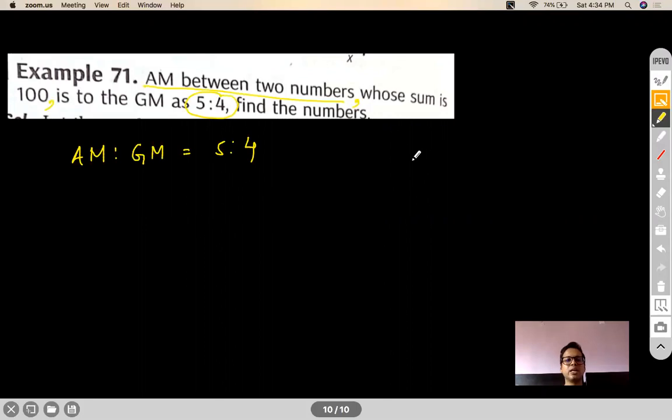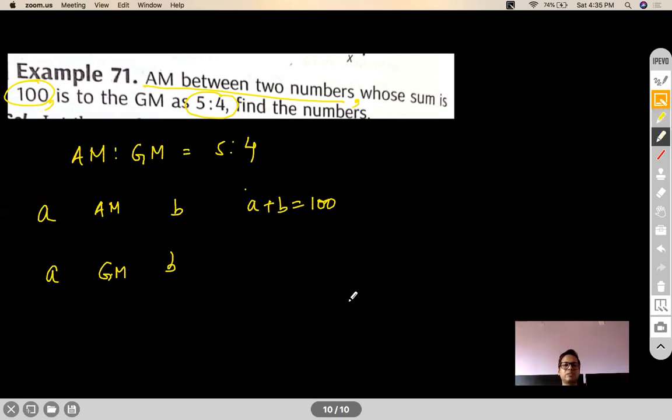And the numbers whose AM and GM you're looking for, the numbers' sum is given to us as 100. Find the numbers.